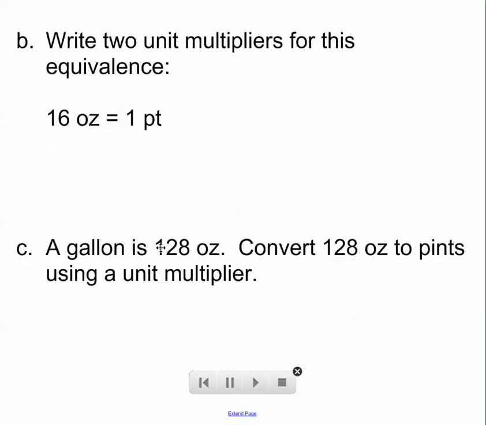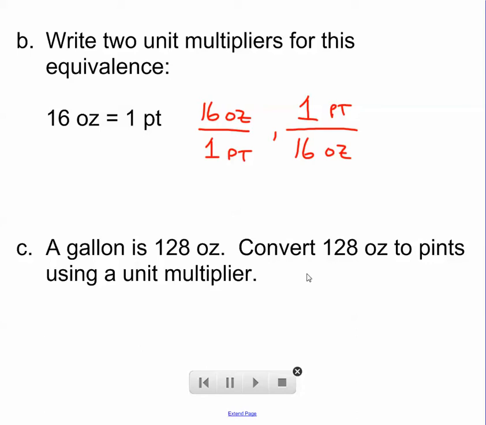Okay. Let's write two unit multipliers for this equivalence. Okay, so they give us 16 ounces equals a pint. Here's one unit multiplier, 16 ounces for every pint. And here's another one, 1 pint for every 16 ounces. Easy peasy. All right, now a gallon is 128 ounces.